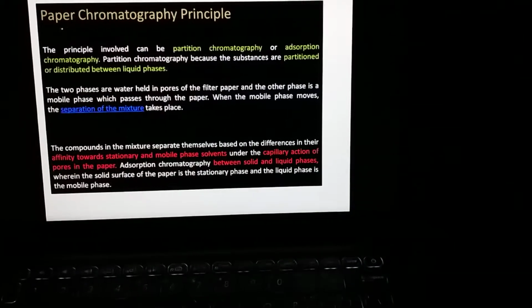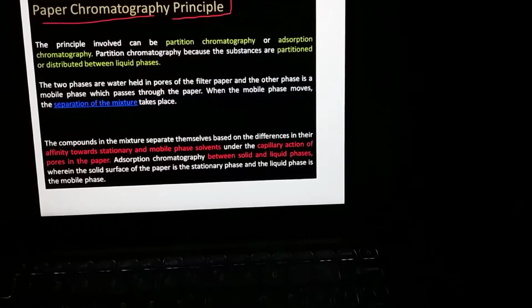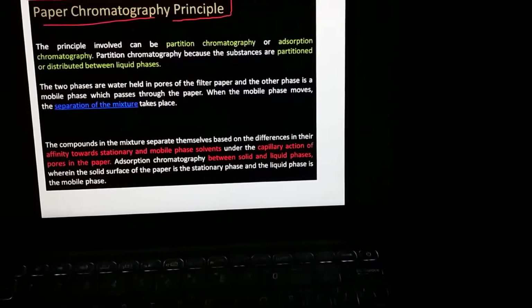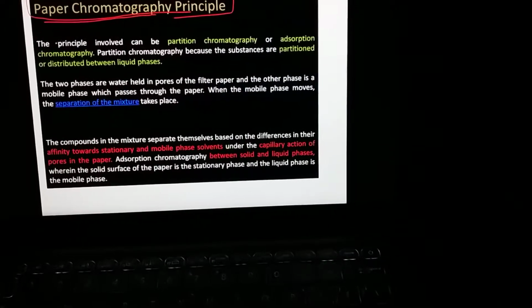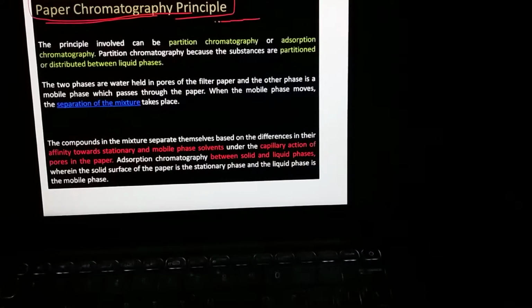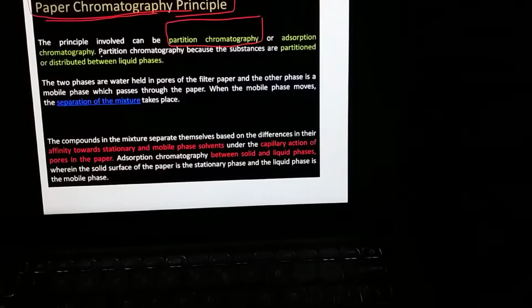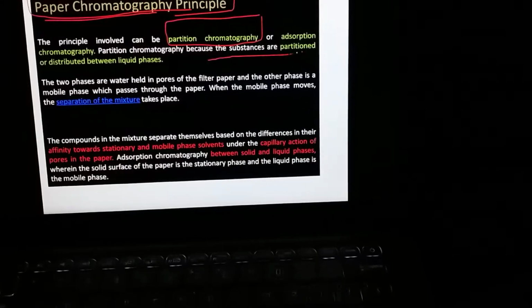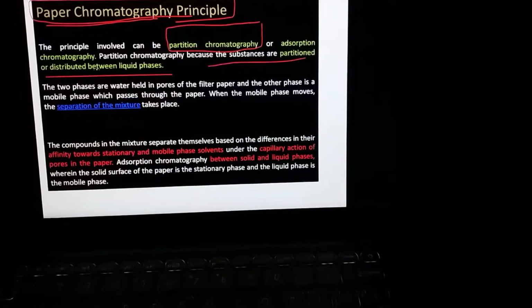The next slide indicates the paper chromatography principles. Several principles are involved in paper chromatography. The first one is that the principle involved can be partition chromatography, or adsorption chromatography. It is partition chromatography because the substances are partitioned, distributed between the liquid phase.